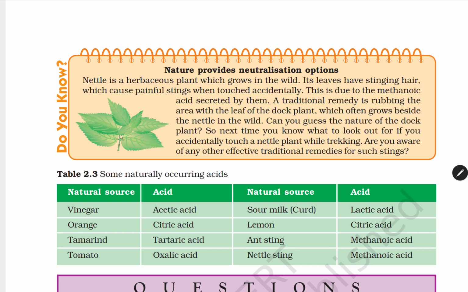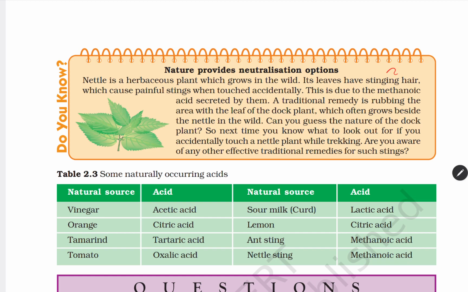Here one interesting aspect is given. It is all about the nettle plant, Urtica dioica. A natural defense mechanism is there in this plant. A nettle plant is a herbaceous plant known for its stinging hairs that release chemicals causing irritation and pain when touched. So it is protecting itself by this type of nature. This plant is commonly observed in forests, roadsides and gardens also.